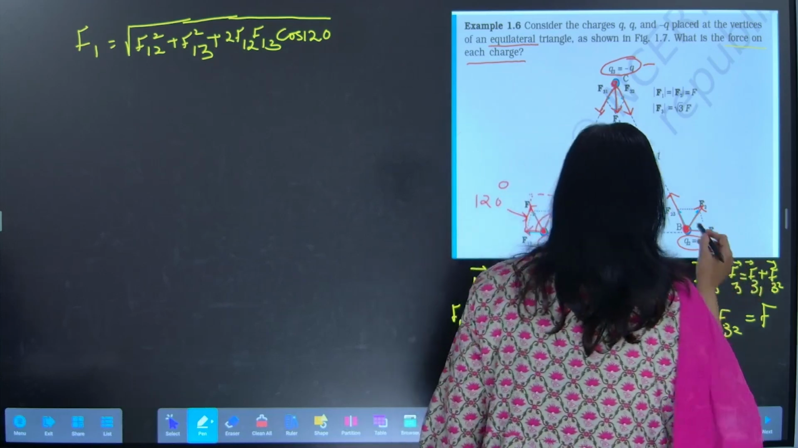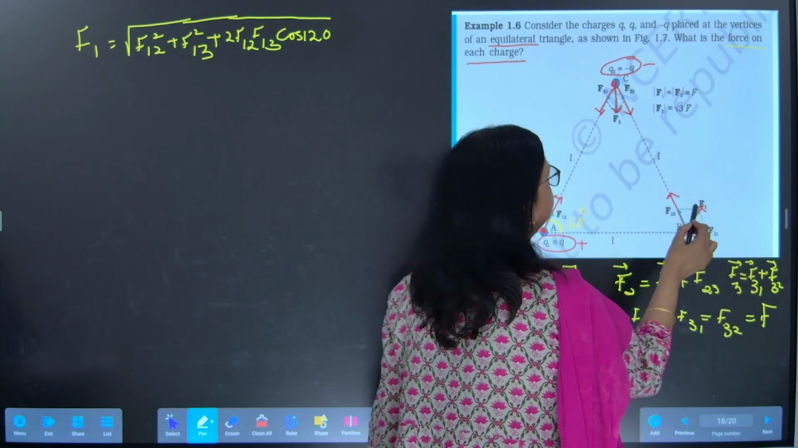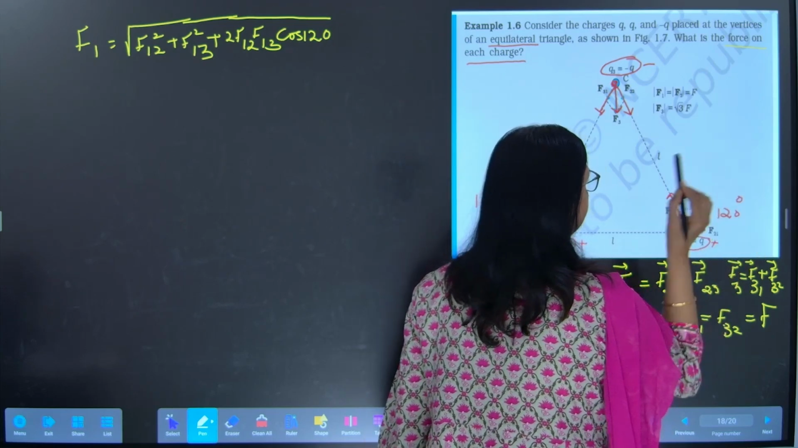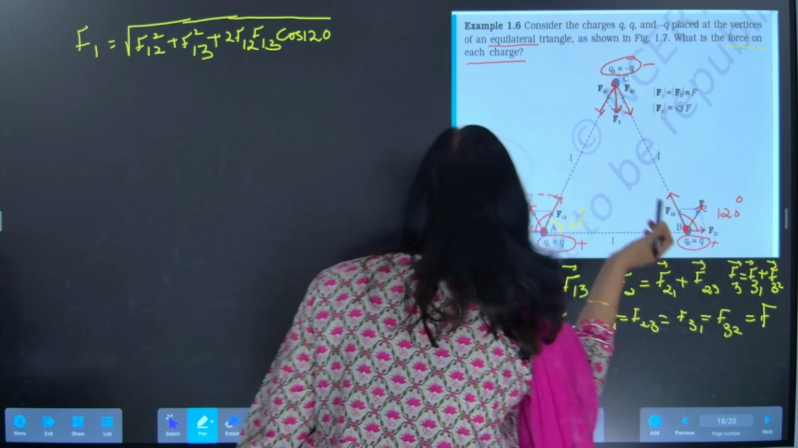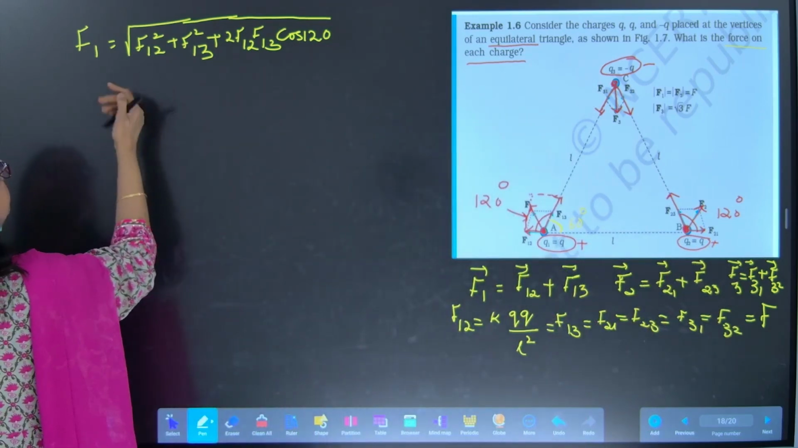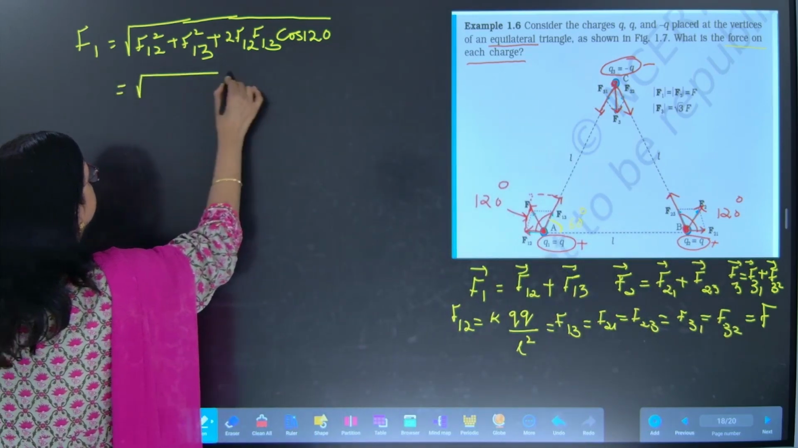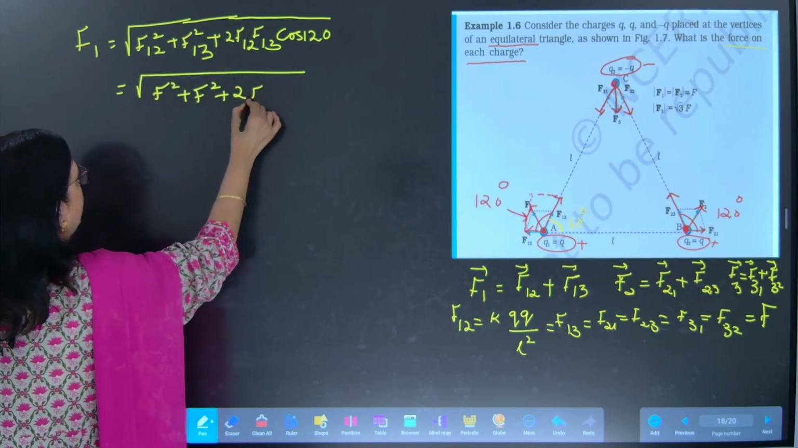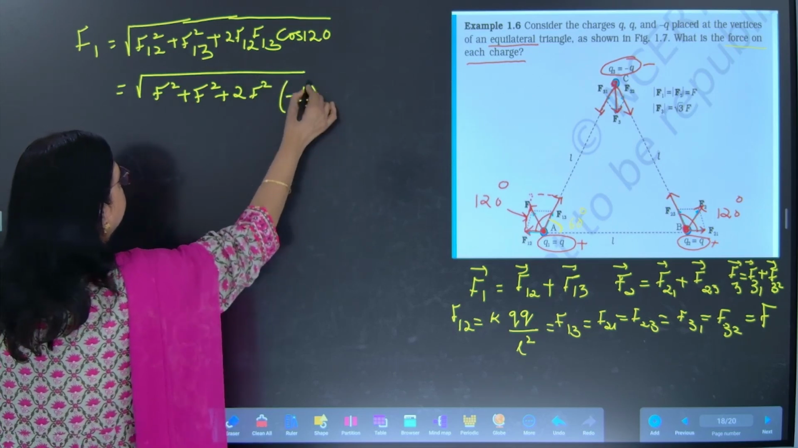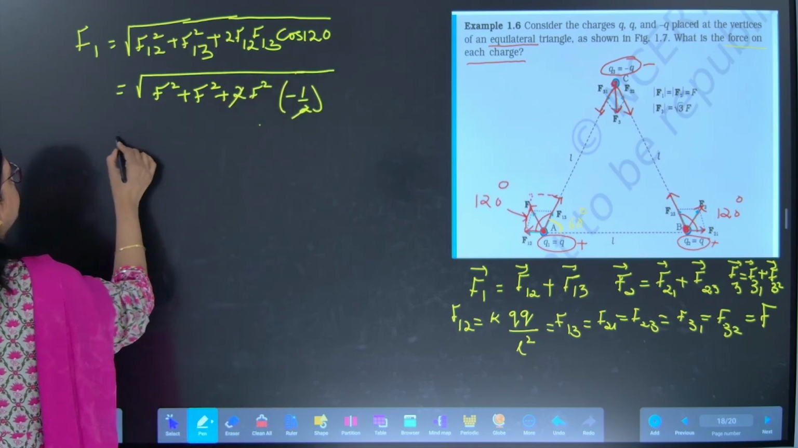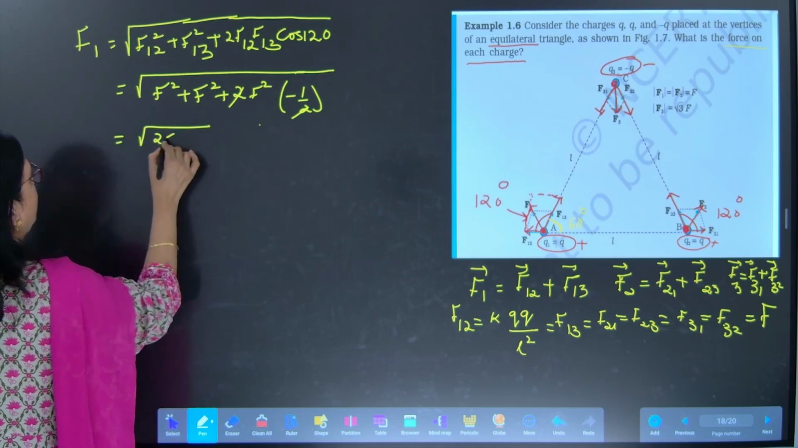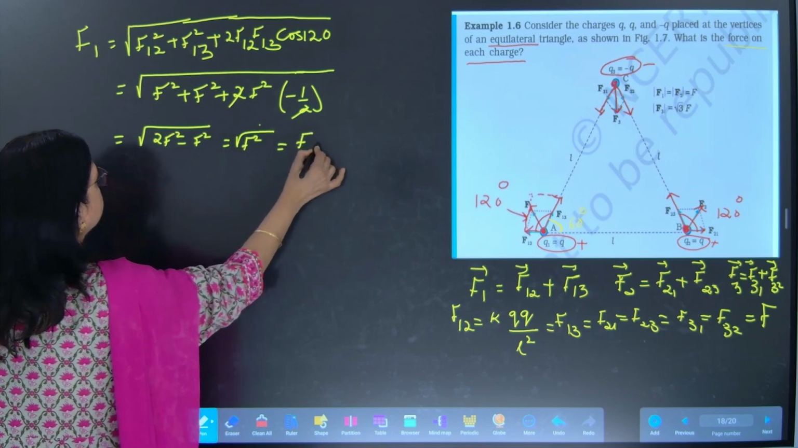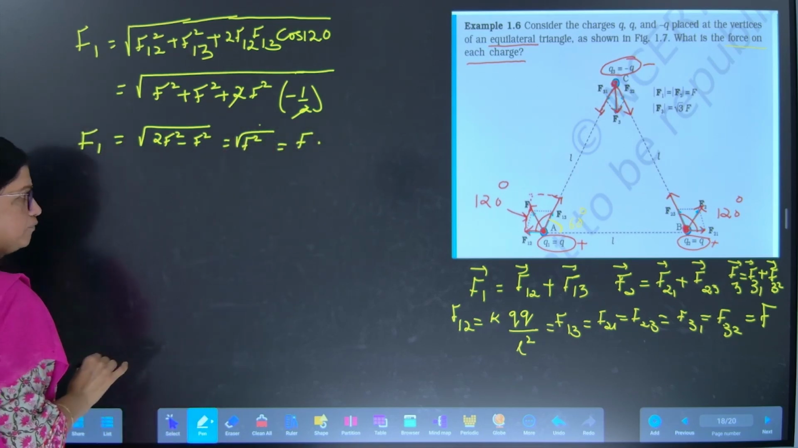Similarly, if I go to the force F2, the angle between these two vectors is again 120 degrees. The magnitudes also, as you can see here, are the same. So what do we have here now? As written, every magnitude is equal to F. So I'll write F square plus F square plus 2 F into F, F square, cos 120 is negative half. So what do I get? 2 cancel. I get 2F square minus F square, which is root of F square, which is equal to F. So my F1 magnitude is F.